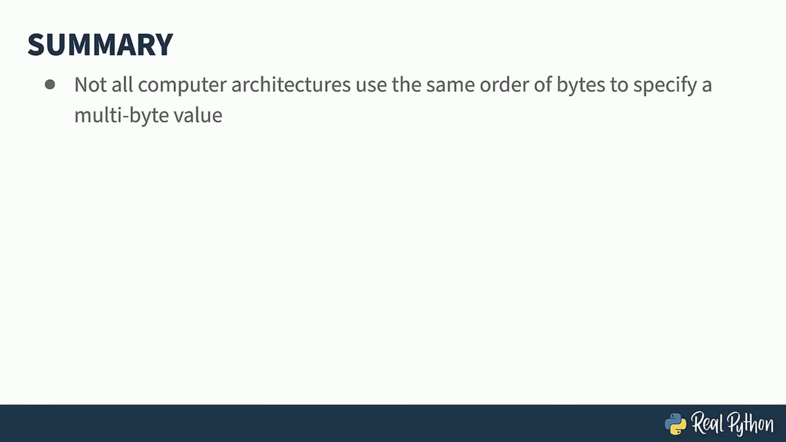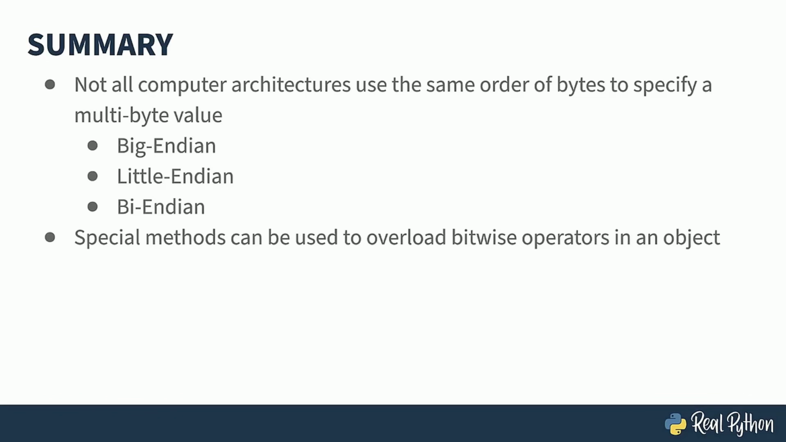When bytes come together to make bigger numbers, the order they go in is different on different computer architectures. Big endian puts the bytes in left to right order, whereas little endian does right to left, like a stack of bytes. Some processors are capable of working in either mode. These are called bi-endian. Finally, the last topic in the course was on overloading the bitwise operators in Python. Special methods called dunder for the win.